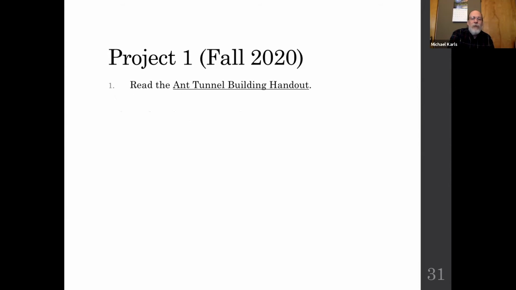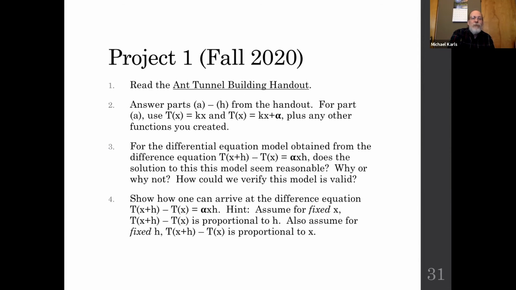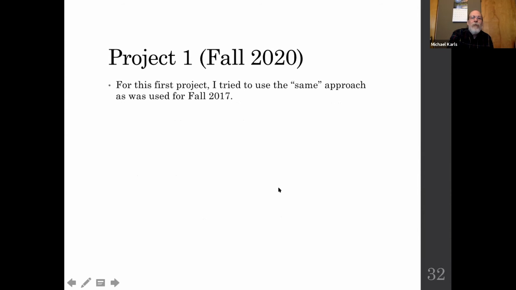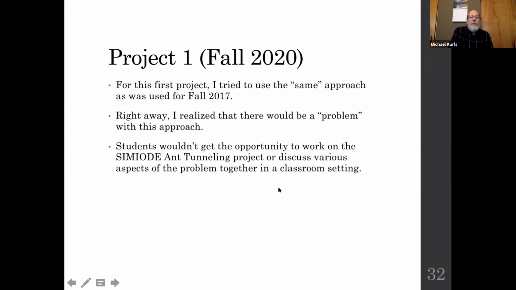I used the ant tunneling project again. My initial project description was this, which should look very similar to fall 2017 because it's pretty much the same project. And right away, I realized that I couldn't use the same approach because students weren't in a classroom and they couldn't talk about stuff. We couldn't work together in a setting since the class was asynchronous.